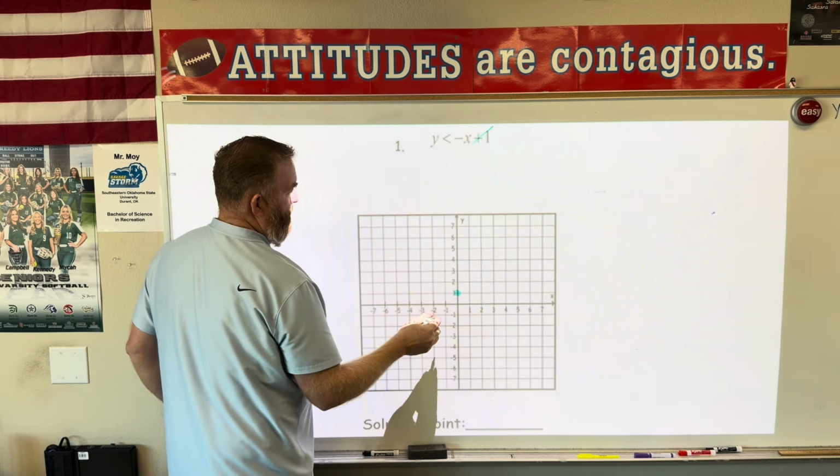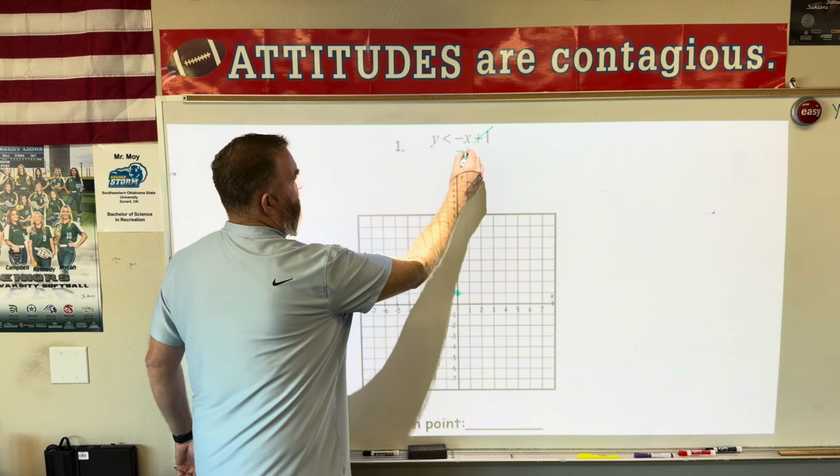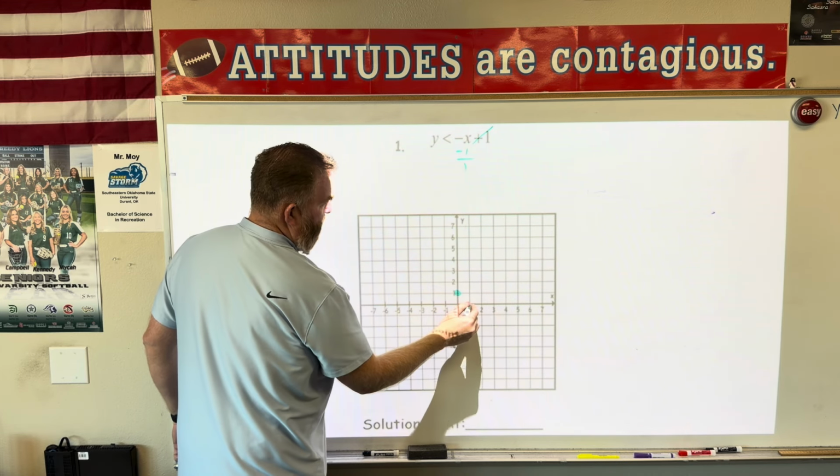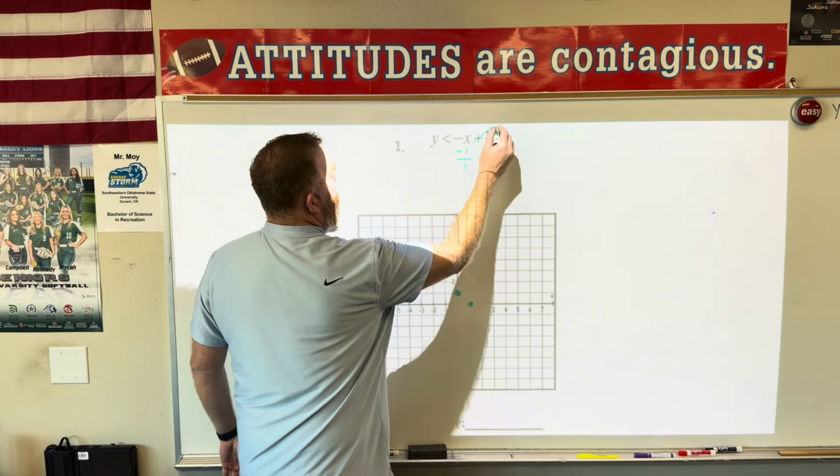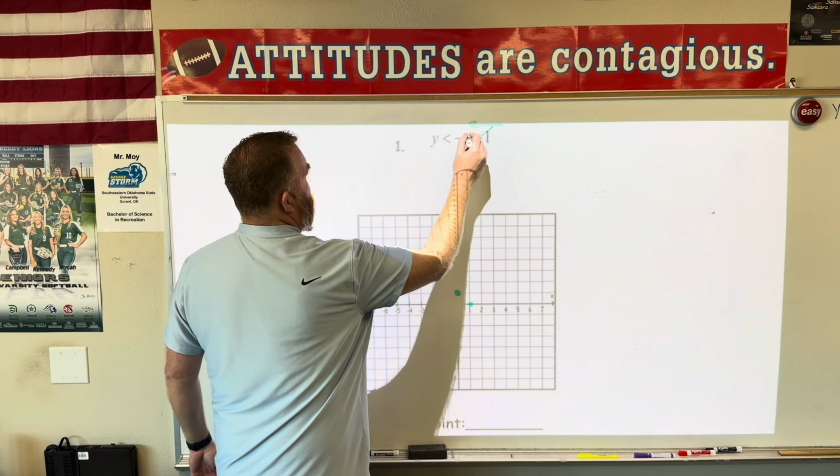Now, that takes care of the 1. Now, what's my slope? Negative 1. So I'm going to go down 1 over 1. So there it is. Now, I'm basically working backwards, okay? Positive 1, I did my slope.